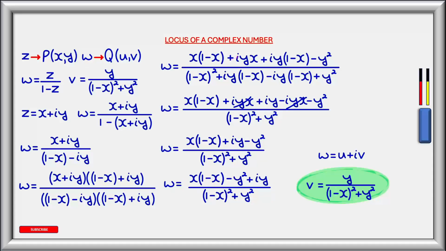Given that complex number w is equal to u plus iv, where u is the real part and v is the imaginary part, and by comparing the imaginary part for w in this expression here, we find that the imaginary part v in terms of x and y is y divided by (1 minus x) all squared plus y squared.